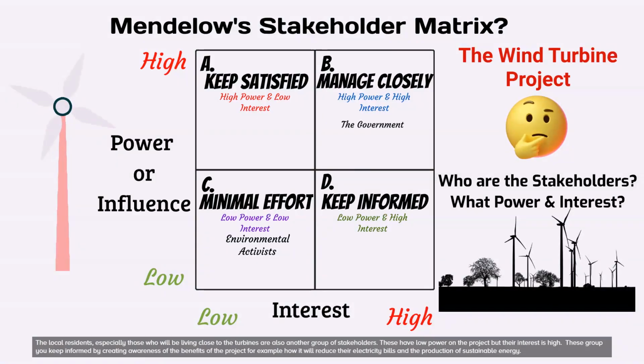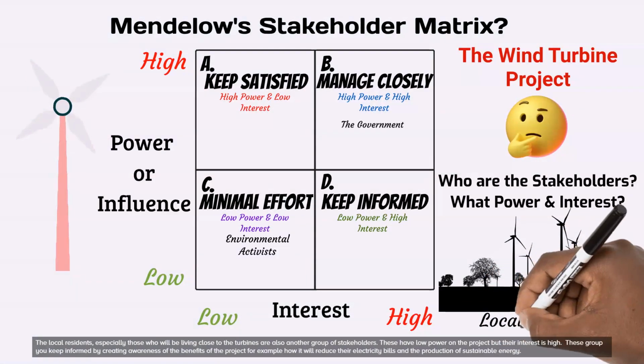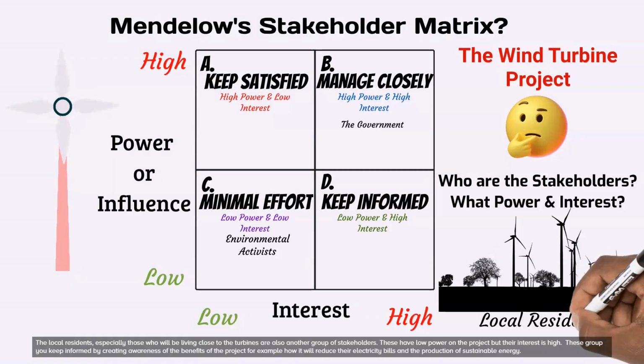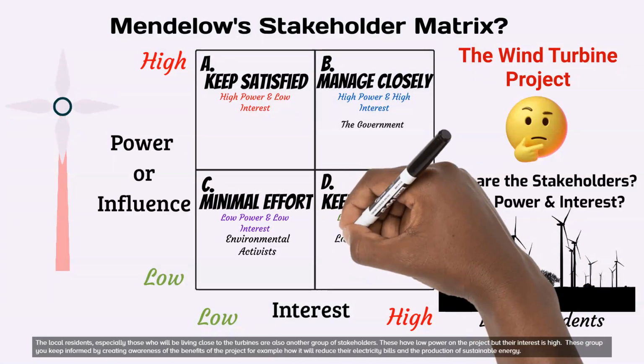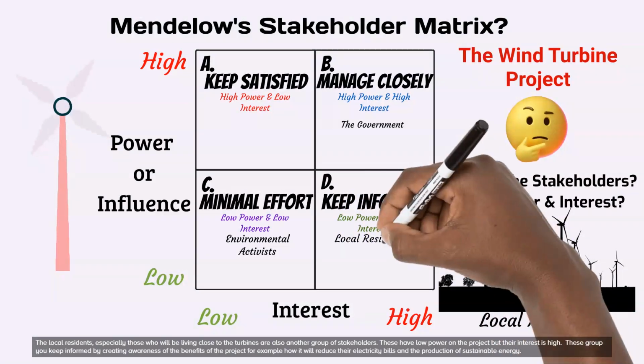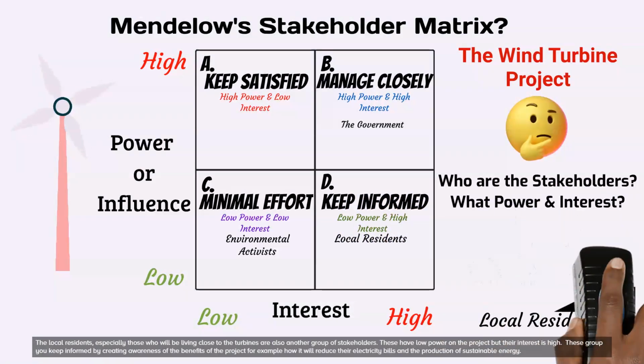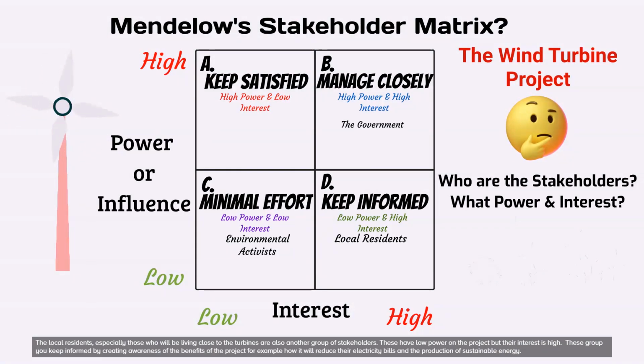The local residents, especially those who will be living close to the turbines, are also another group of stakeholders. These have low power on the project but their interest is high. These groups you keep informed by creating awareness of the benefits of the project, for example, how it will reduce their electricity bills and the production of sustainable energy.